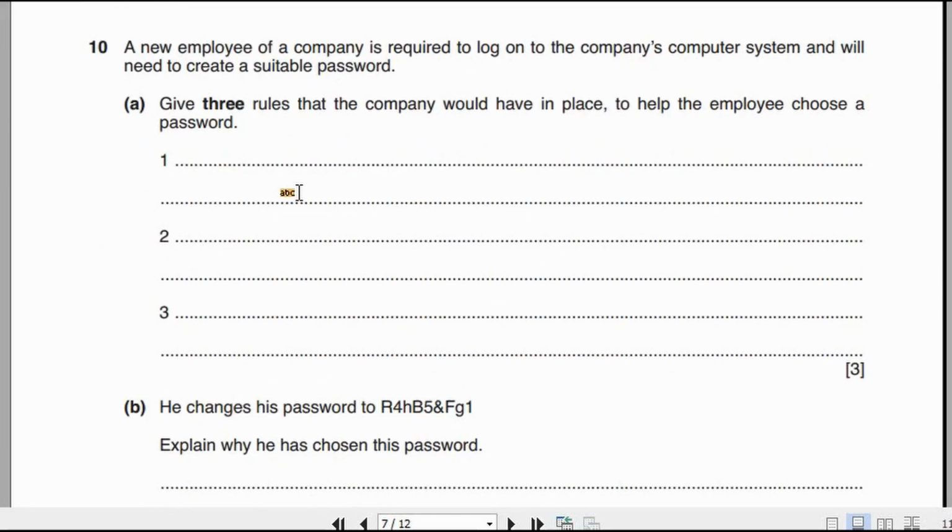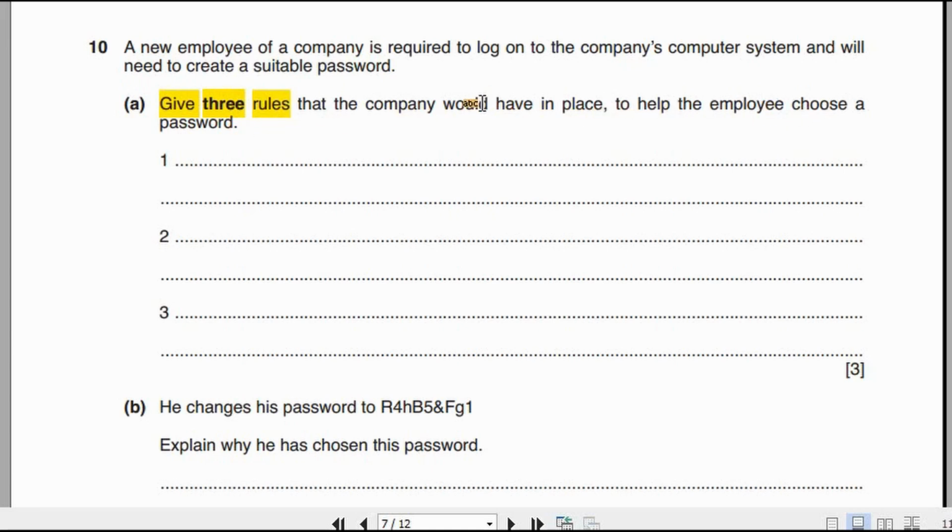3 marks, I mean. Now question number 10. It's also one of the very important questions. A new employee of the company is required to log on to the company's computer system and will need to create a suitable password. This is the scenario they have given us. Now the question: give 3 rules that a company would have in place to help the employee choose a password.